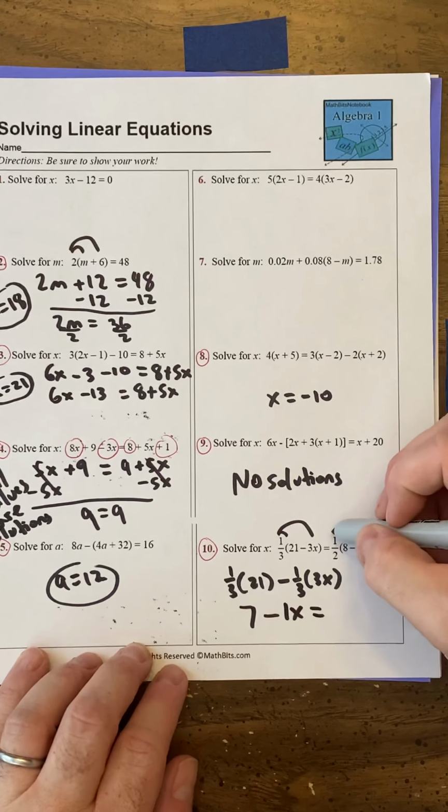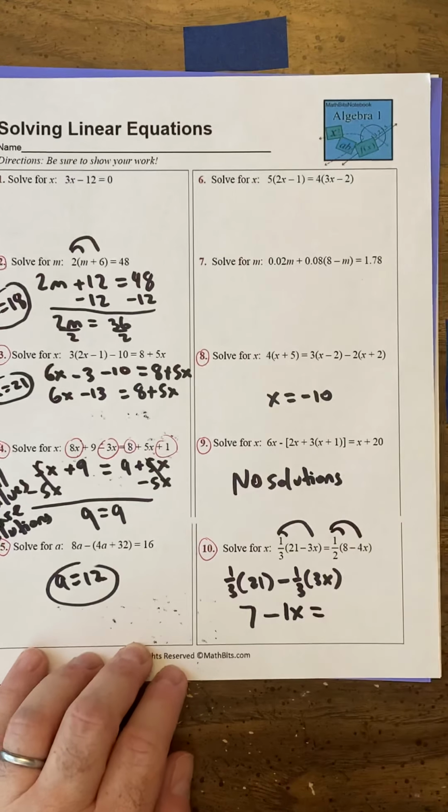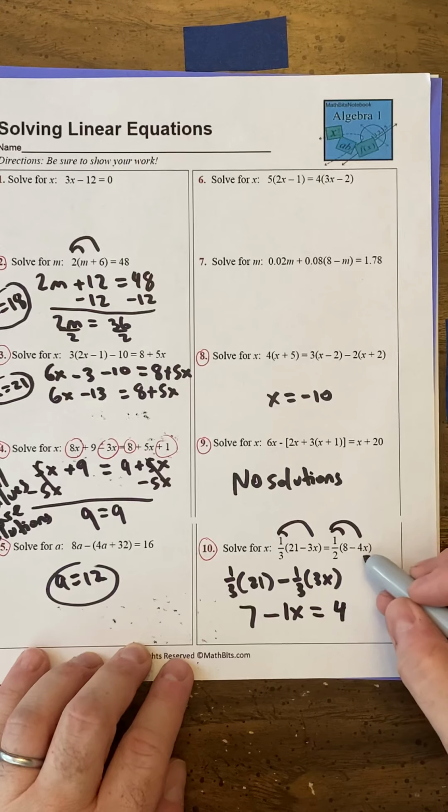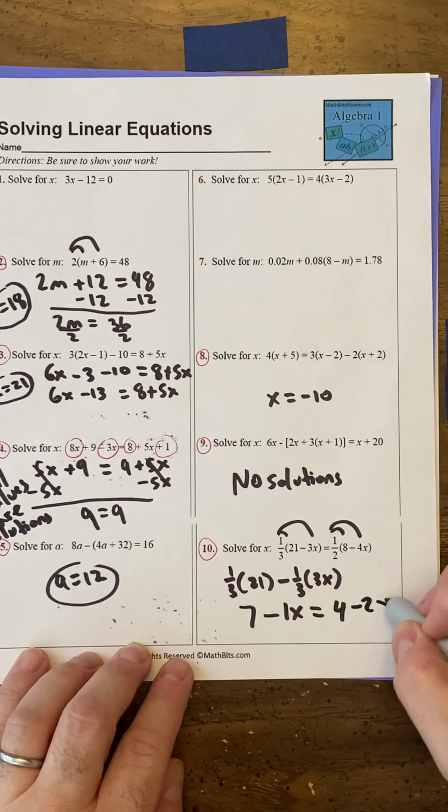Now you could do the same thing on this side when you distribute through the 1/2. 1/2 times 8 is 4. And you could check that on your calculator. 1/2 times -4 is -2.